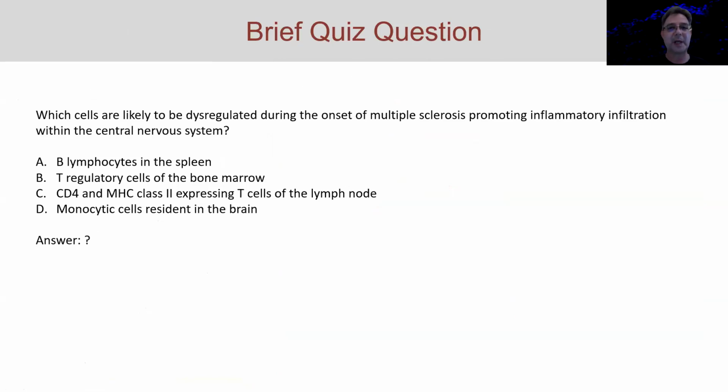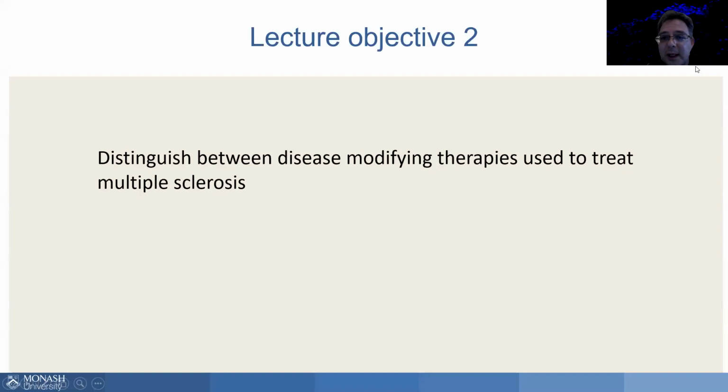immune response. So before I go to the next learning outcome, I wanted to give you a brief quiz at this stage in this small vignette of information I presented. So, which cells are likely to be dysregulated during the onset of multiple sclerosis?